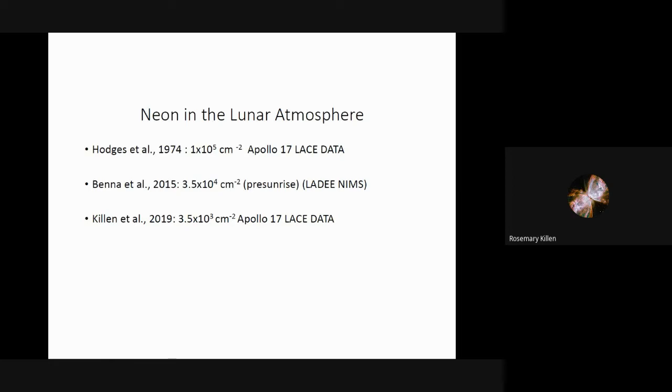And these are pre-sunrise numbers because the neon, like argon, condenses at night and then starts to evaporate just before sunrise. But then in 2019, I published another order of magnitude less, and we claimed that the mass 20 is contaminated with fluorine. And that's why we claim that there's less neon than the other two.